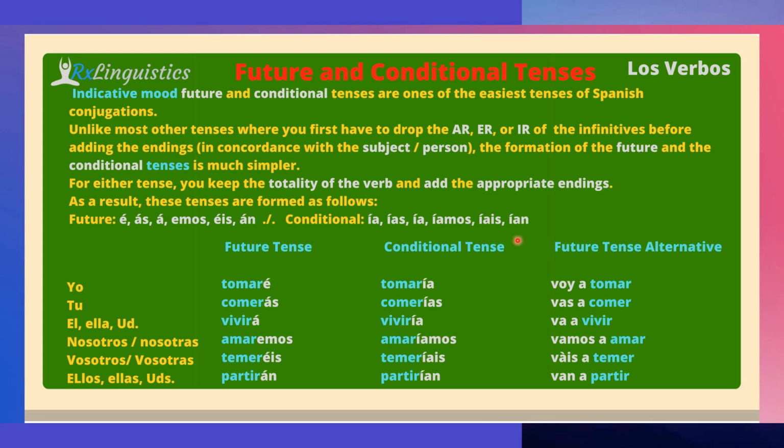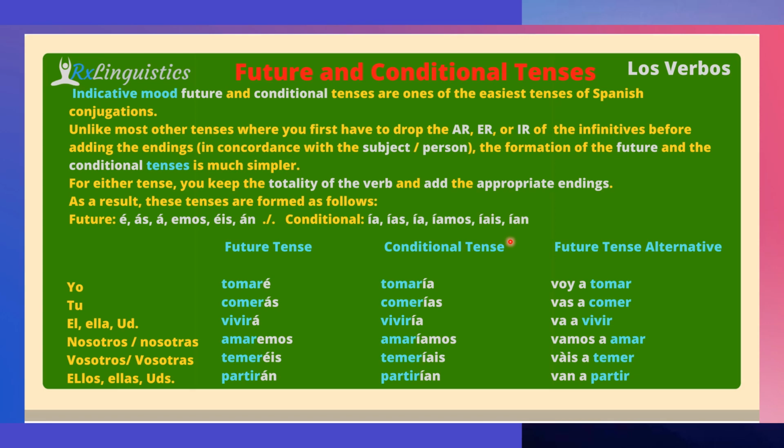So you don't drop the infinitive endings and then add the conjugated endings to the root. No, you keep the verb in its totality. You keep the infinitive form of the verbs and then you add the appropriate ending. So that makes the conjugation of the future and conditional tenses easy, because you're not going to modify the infinitive before adding the ending.